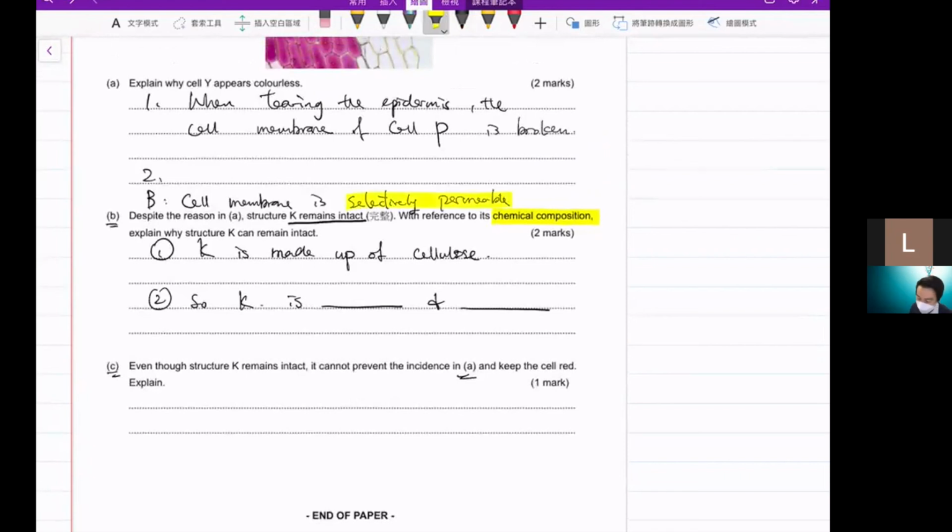Because, unlike the cell membrane, which is selectively permeable so it can stop the pigment from leaking out, the cell wall is freely permeable or fully permeable. So even if the cell wall is intact, the pigment can still leak out. All right, so this is the answer.